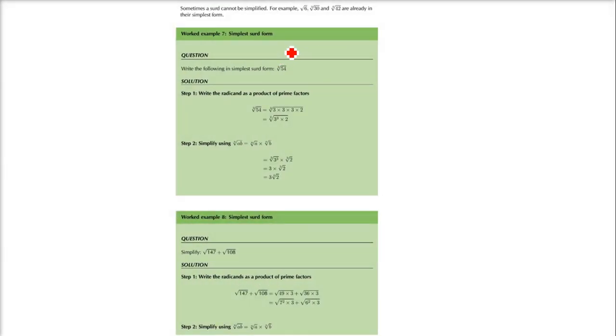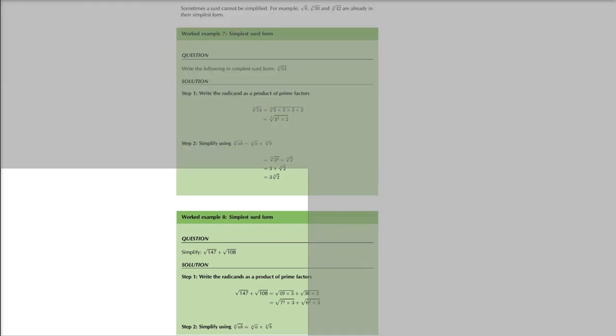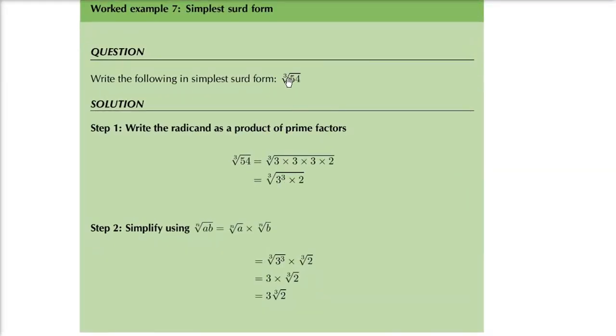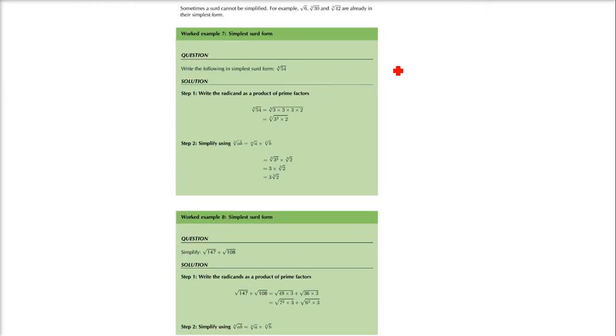But sometimes the surd cannot be simplified because they are already in the simplest form. Let us take an example of this one. This is the third root of 54. So let us find out first of all the prime factors. So it is 2, 2 27s are 54. Now 3 9s are 27 and 3 3s are 9. So we can write it as 2 into 3 into 3 into 3, that is 2 raised to the power 1 and 3 raised to the power 3, and this is third root.